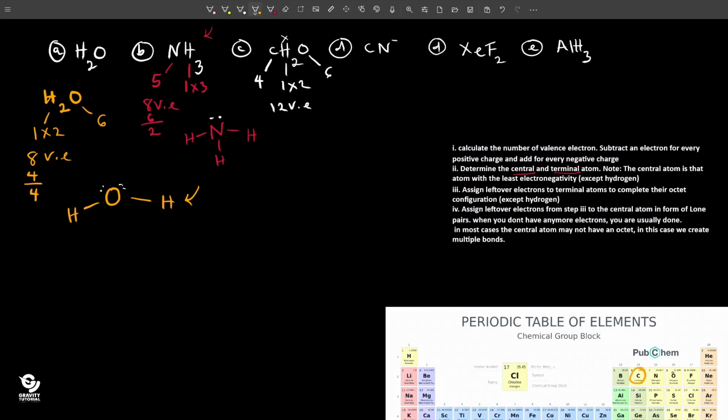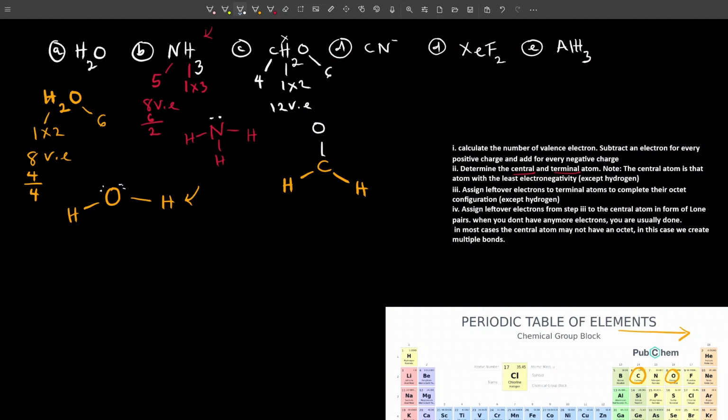We have carbon here and we have oxygen. Remember I told you that electronegativity increases this way, which means that oxygen is more negative than carbon. And the central atom is the one that has the least electronegativity, which means that carbon will be my central atom. So the rest, which is oxygen and hydrogen atoms, will be terminals. So we have 2 hydrogen atoms, H, and we have 1 oxygen atom.